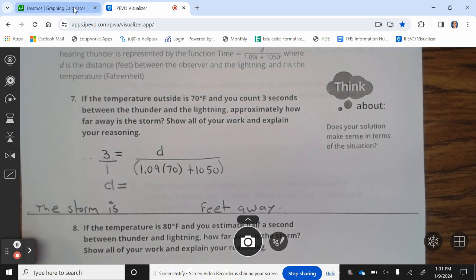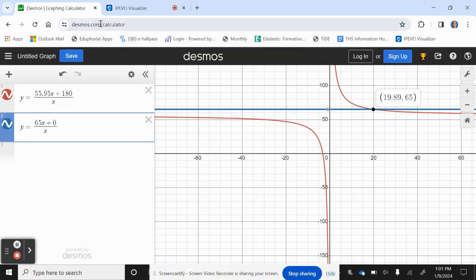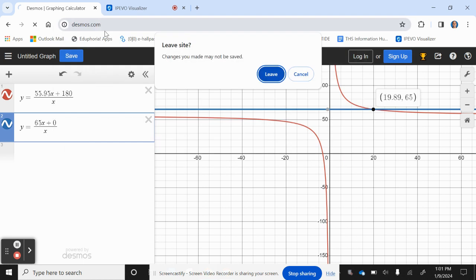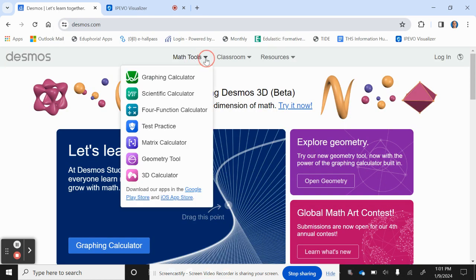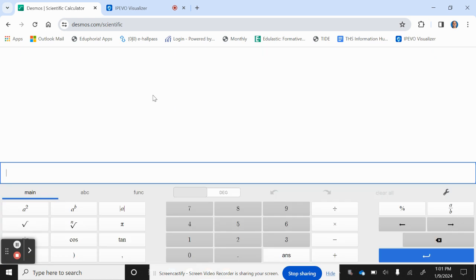We can use Desmos. So 3 times 1.09 times 70 plus 1050 is 3,7... Let's go ahead and round to a whole number. 9 feet away.